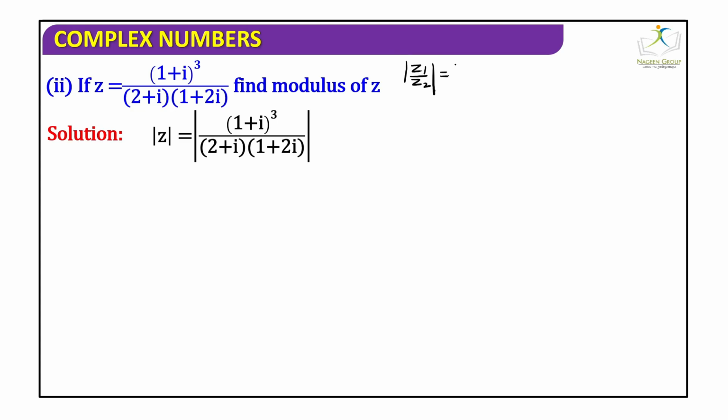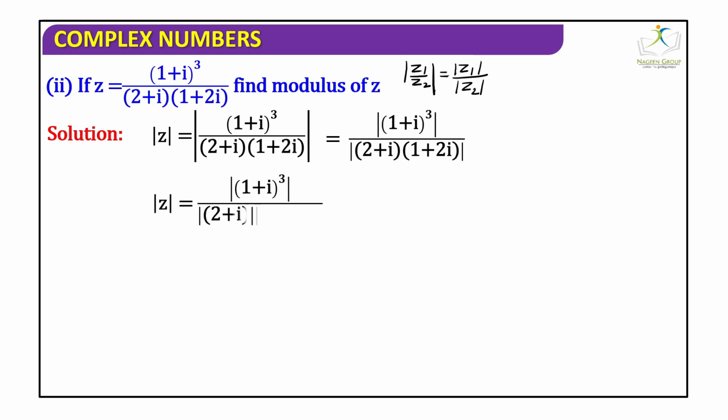So according to the property, we can separate them. It is modulus of Z1 divided by modulus of Z2, right? If we have any term which is in the numerator and denominator, students, we can separate them. आप उसको अलग अलग कर सकते हो, right? This will be equal to modulus of (1 plus iota) whole cube divided by modulus of (2 plus iota) into (1 plus 2 iota). Now this multiplication in the denominator, we can separate this also. It will be modulus of 2 plus iota and modulus of 1 plus 2 iota, right?